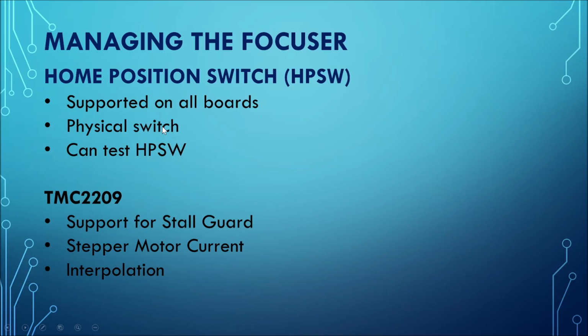The home position switch is supported on every single board type. It is a physical switch except for the TMC2209, and you can easily test this within the Windows app, or you can even view it on the home position page. For the TMC2209, you've got a choice of no home position switch, a physical switch, or a software switch, which we call stall guard. And you can directly plug in what the motor current is.